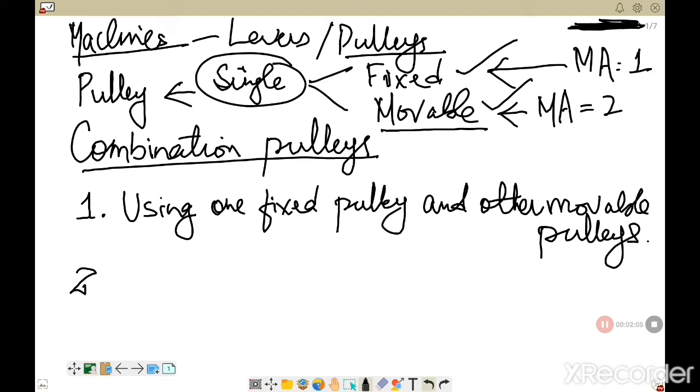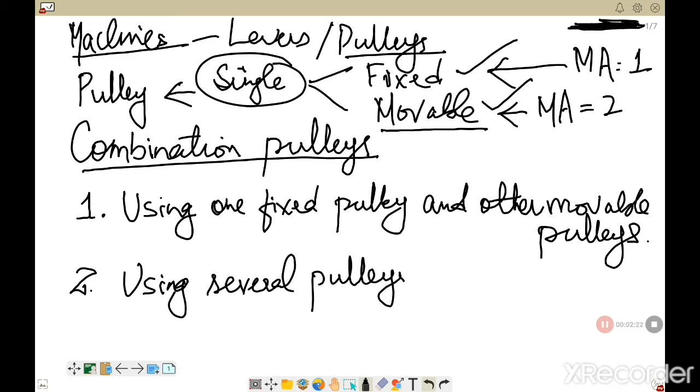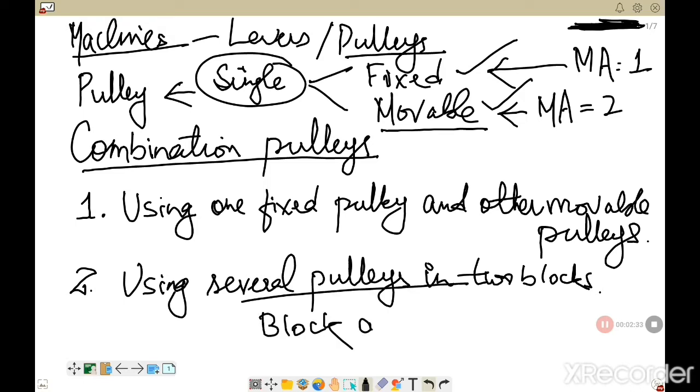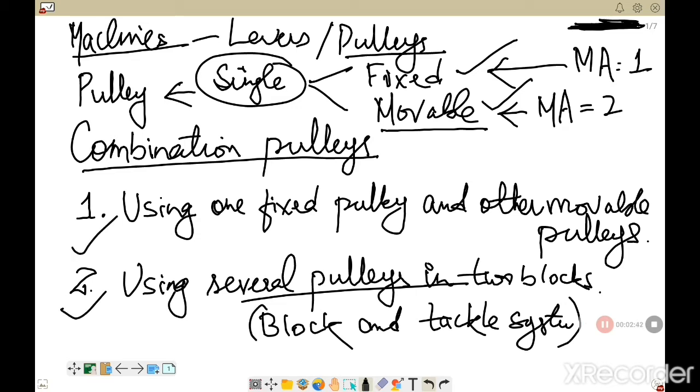And number two, we'll be using several pulleys but in the form of two blocks. Understand? So we will be using several pulleys in two blocks. And this system is also called the block and tackle system. Alright, so these are the two topics that we are going to learn. So let's learn the first one.